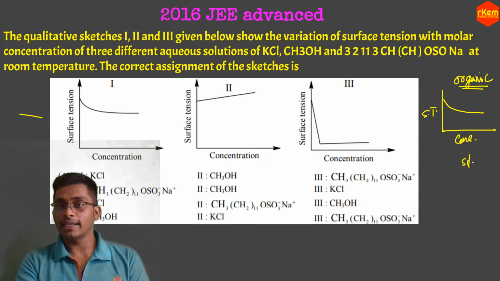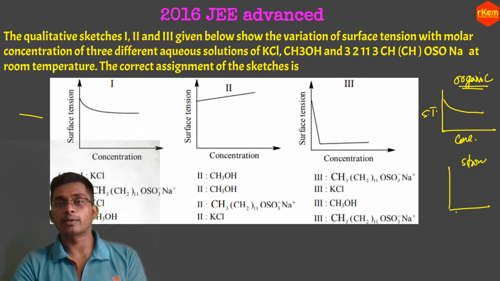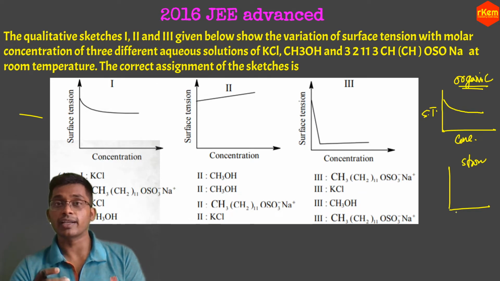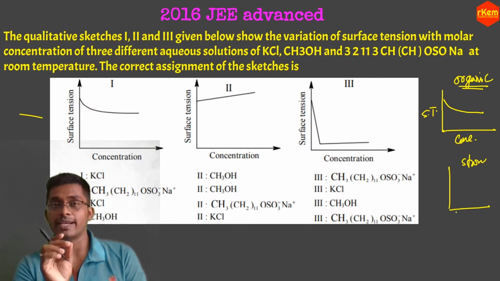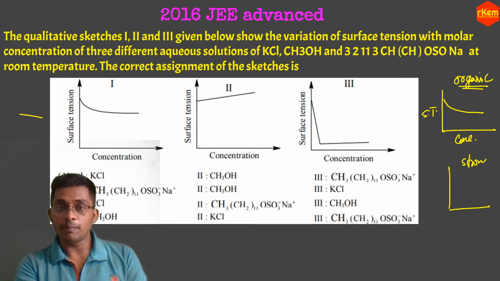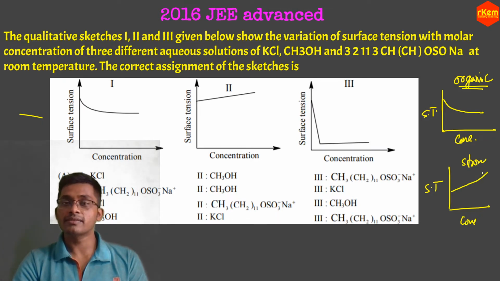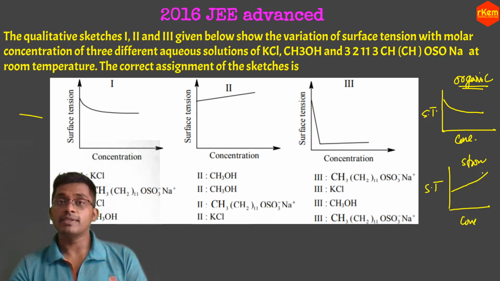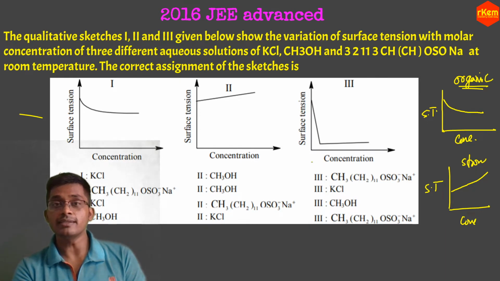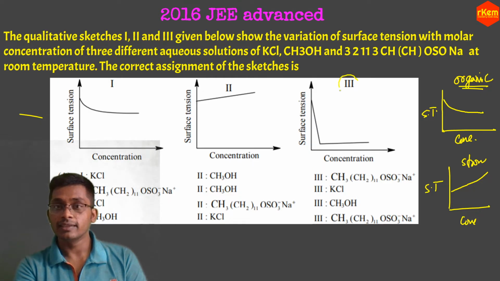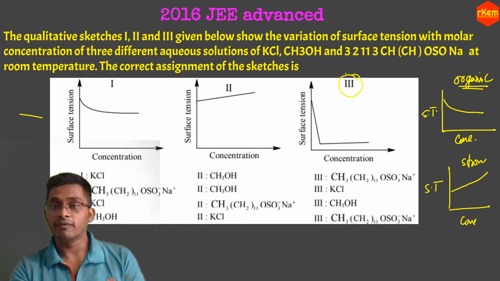But for strong electrolytes like NaCl, like KCl, what happens here? Intermolecular attractions increase. This statement is given in NCERT. It is an application based question from the statement. So for a strong electrolyte, surface tension versus concentration slightly increases linearly. Next, if it is a surfactant, what happens? There is micelle formation, right? If there is micelle formation, surface tension will decrease sharply. So the third one, you can easily map with surfactant.